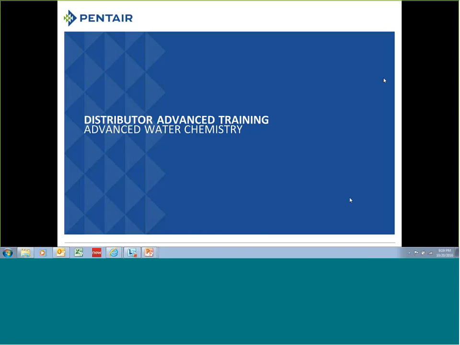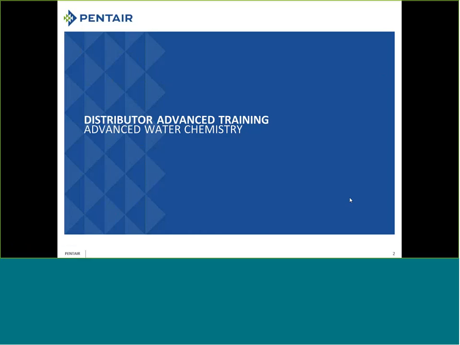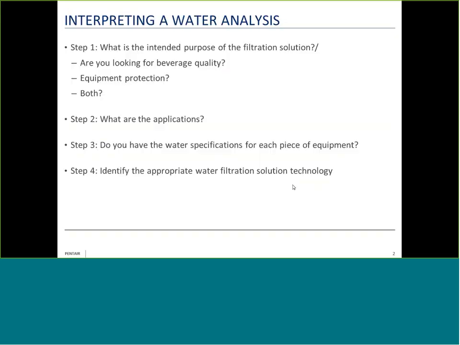And once we've done some water analysis of the water on site, we need to interpret that data. Interpreting a water analysis for our purposes in food service starts with a four-step process. The first one is driven from input from our end-using customer. Principally, what is the intended purpose of the filtration solution you are going to offer them?